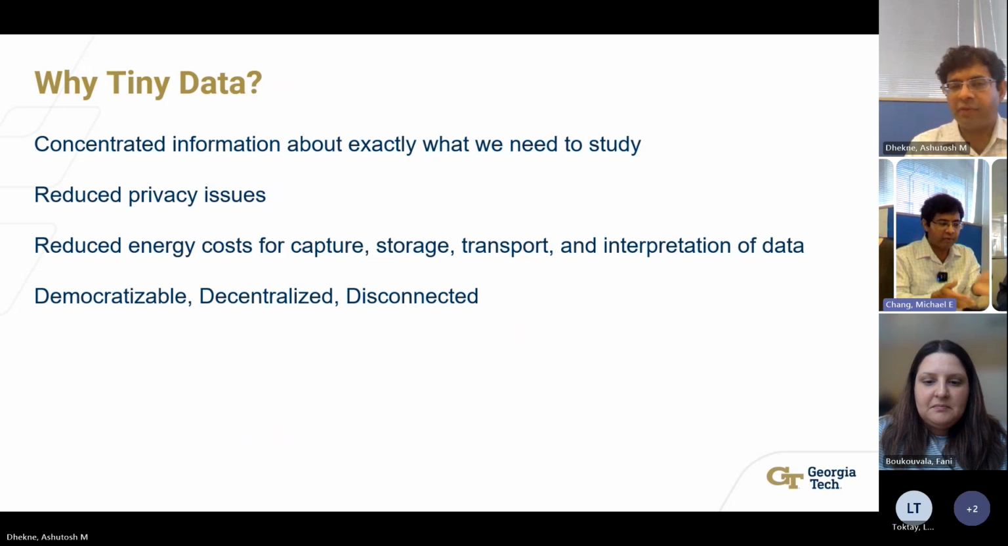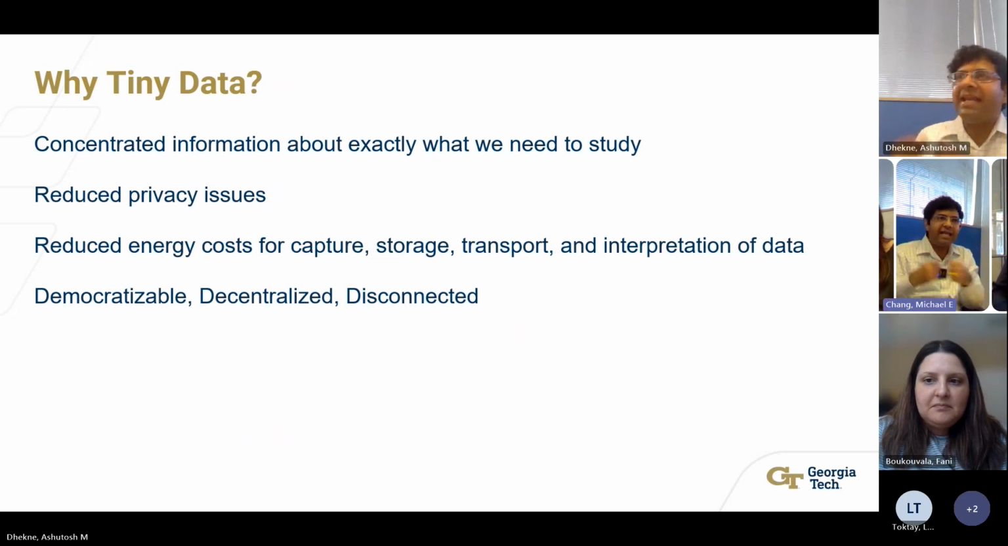Storage, you're again storing a few bytes. Transport, sending only a few bytes across the internet. And interpretation of data, because there is really only that much data to start with. How big can a machine learning model be? It allows a democratizable, decentralized, and disconnected economy to thrive.